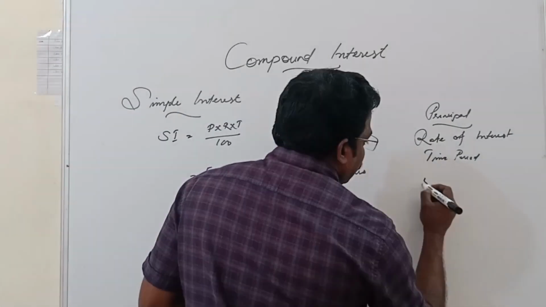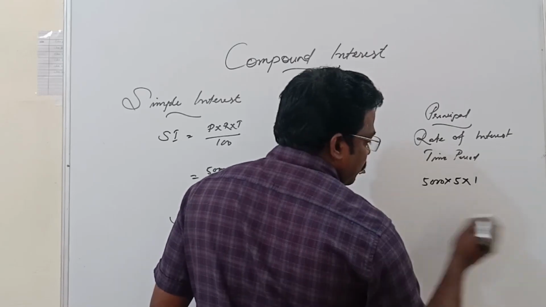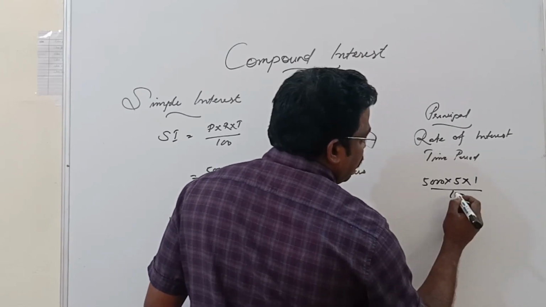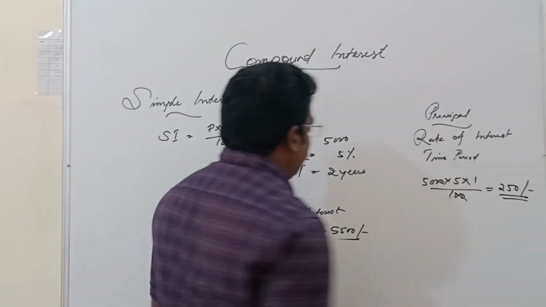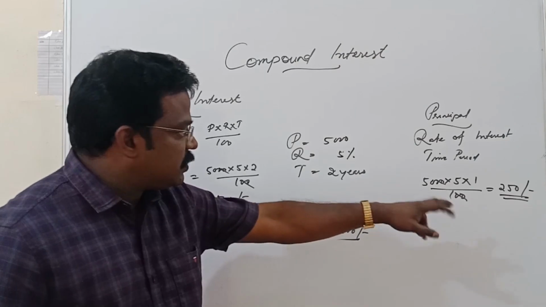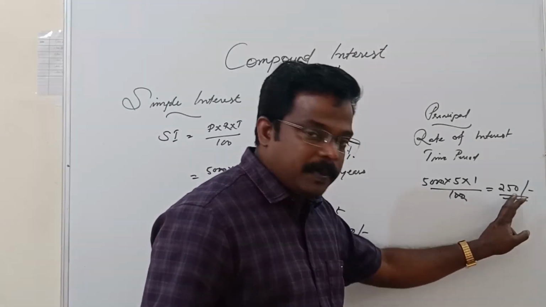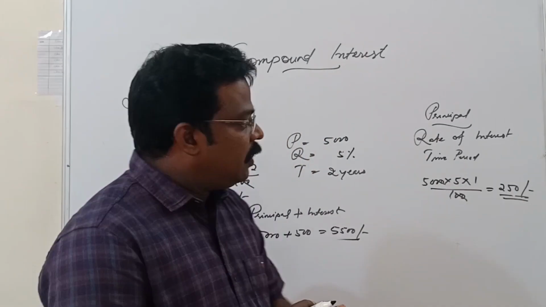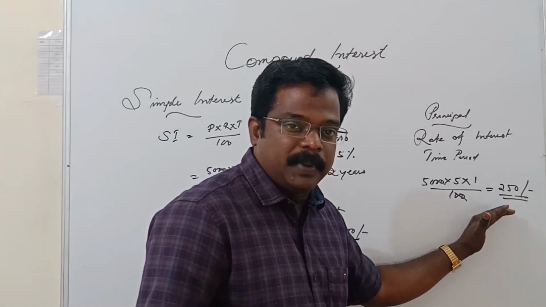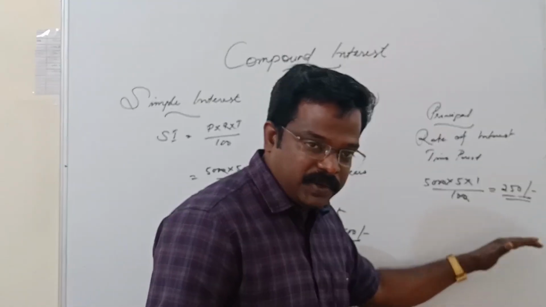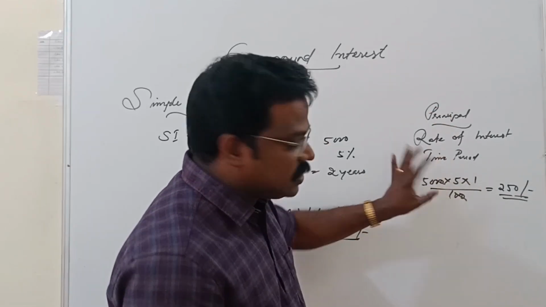So here first year 5,000 into 5%, 1 year. That means divided by 100. 5 5s are 25. 250 rupees is the interest we have to pay. So 2 years, 250 plus 250, 500 we got. So first year actually we are paying 250 rupees. In simple interest, next year also we have to pay 250. Coming years 250, 250, the same interest will be there every year, and this P also will not change.